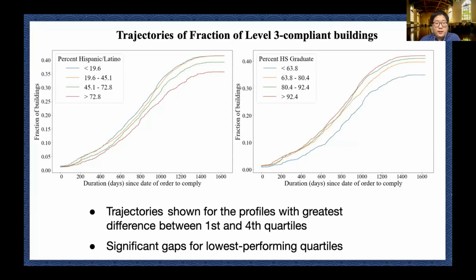In addition to looking at the duration to achieve retrofit, trajectories were also generated by plotting the proportion of fully retrofitted, or basically compliance level 3 buildings, against time. These were done for the 6 profiles previously discussed, but only the 2 plots with the greatest duration difference between the 1st and 4th quartiles are shown. One key thing worth noticing here is that the quartile with the highest Hispanic Latino population, or the one with the lowest high school graduates, are lagging behind, as can be seen in the red and blue curves. And the differences are 10.1 and 13.6% respectively.